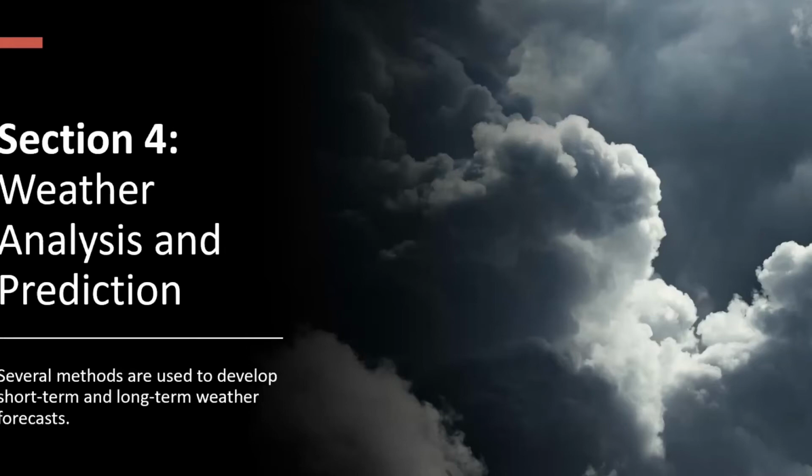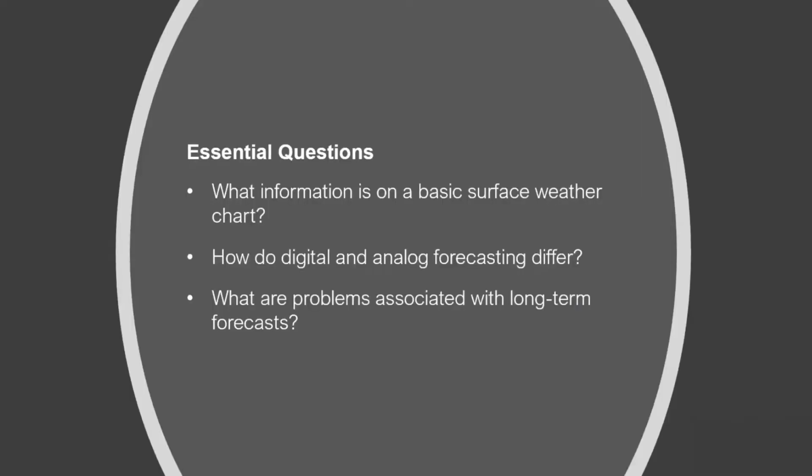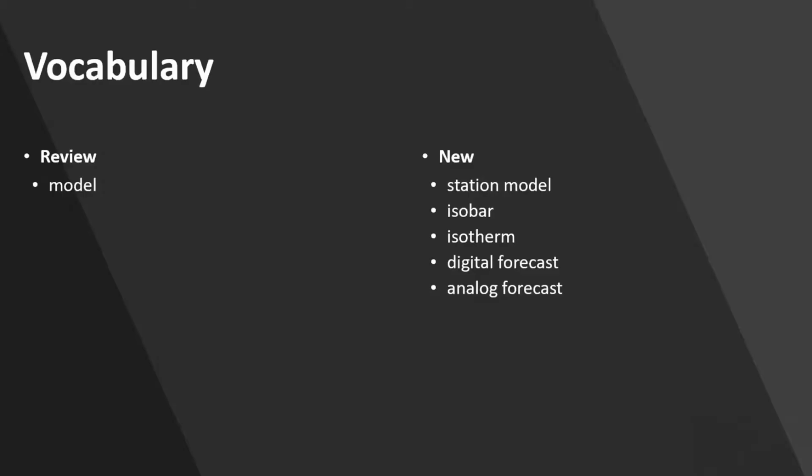All right, so for this section, we're going to go over section 4 in chapter 12, and we're going to talk about several methods that are used to develop short-term and long-term weather forecasts. The essential questions for this section include what information is on a basic surface weather chart, how do digital and analog forecasting differ, and what are problems associated with long-term forecasts.